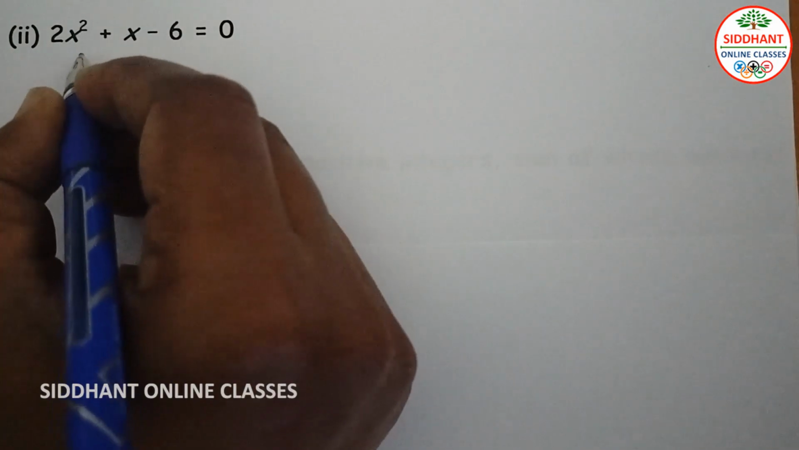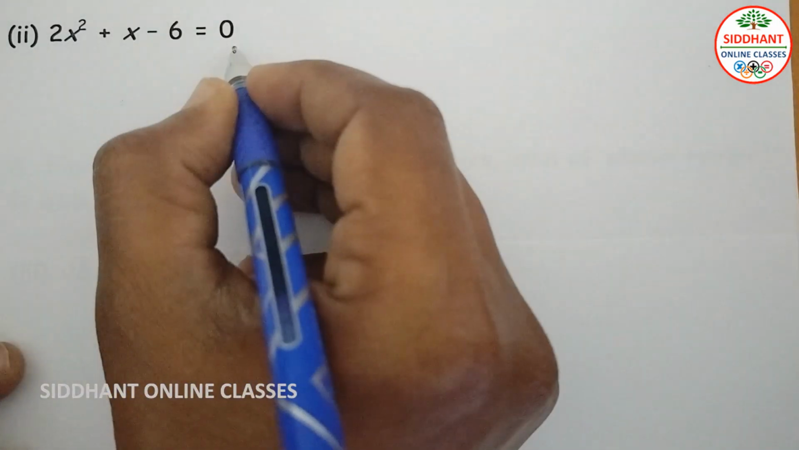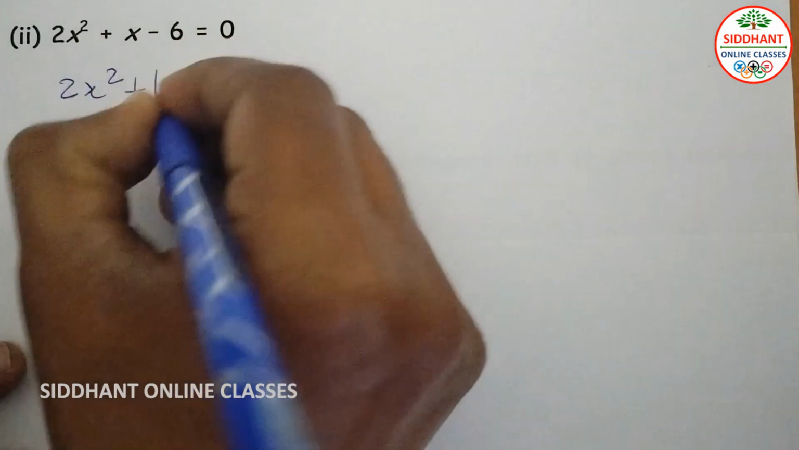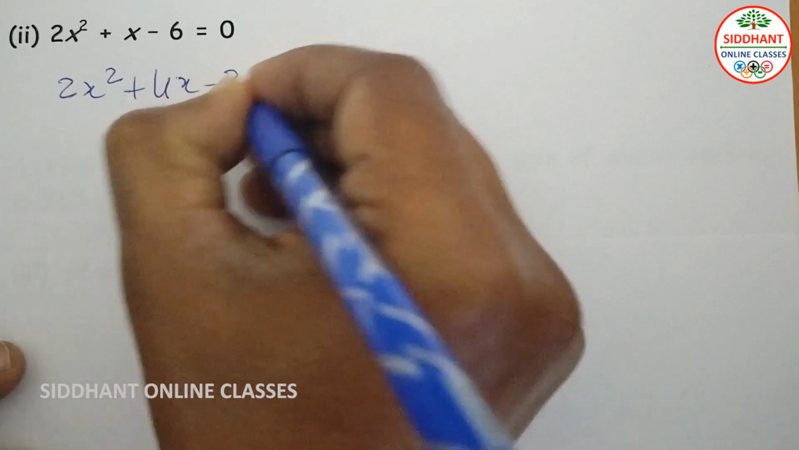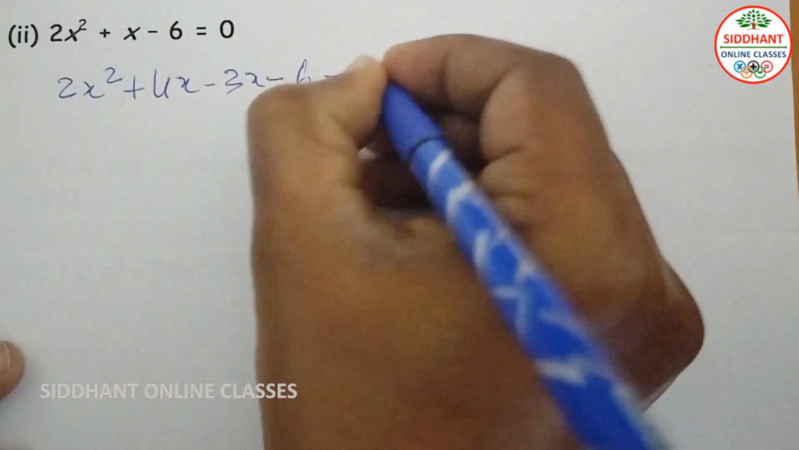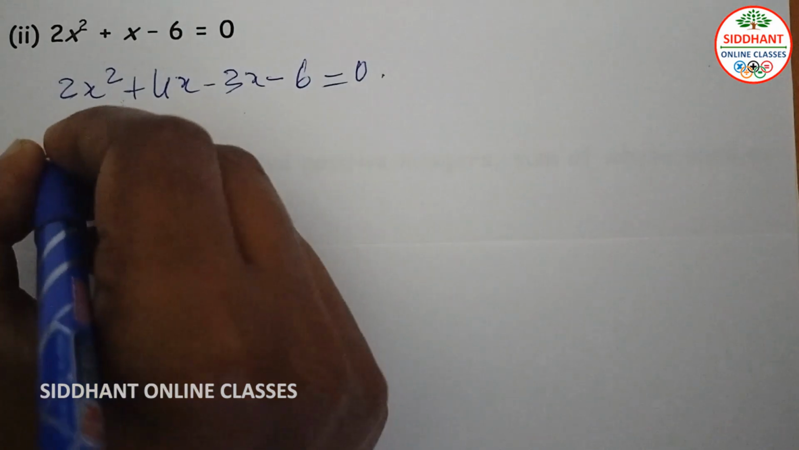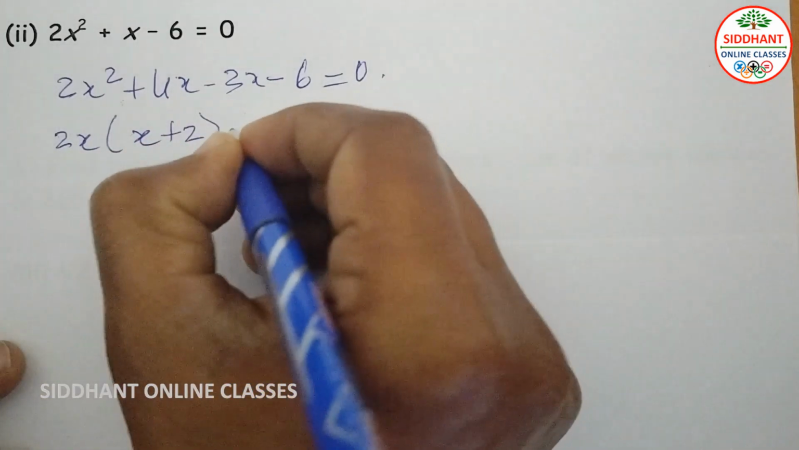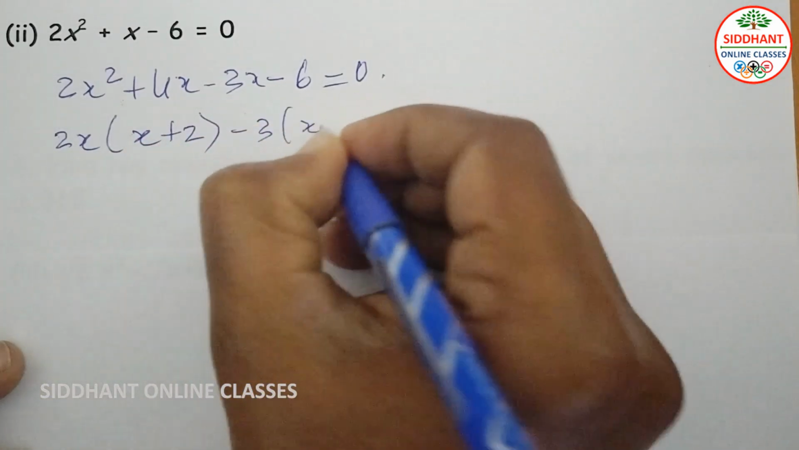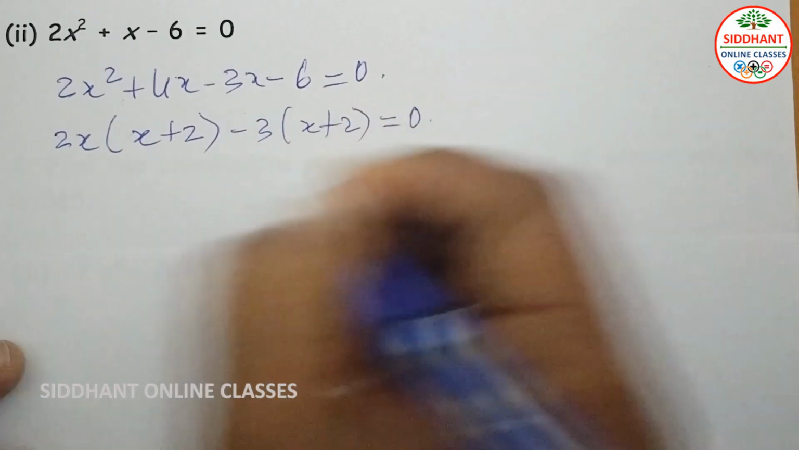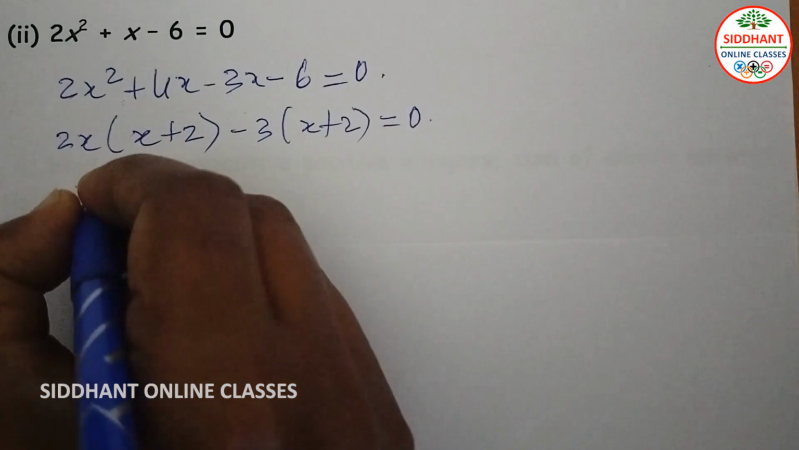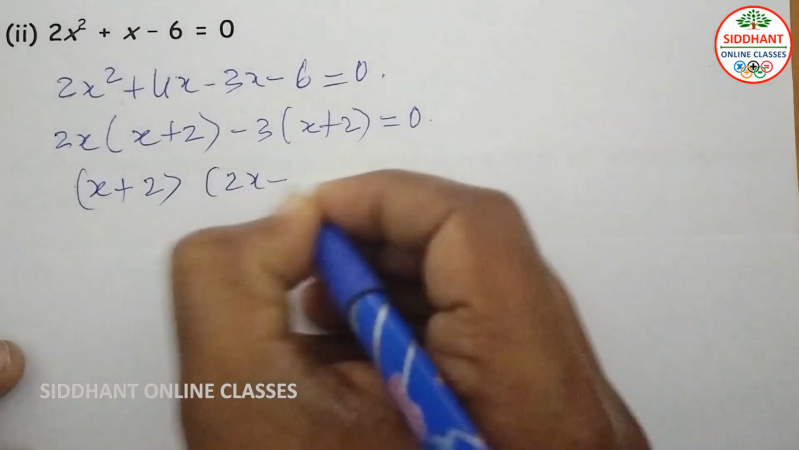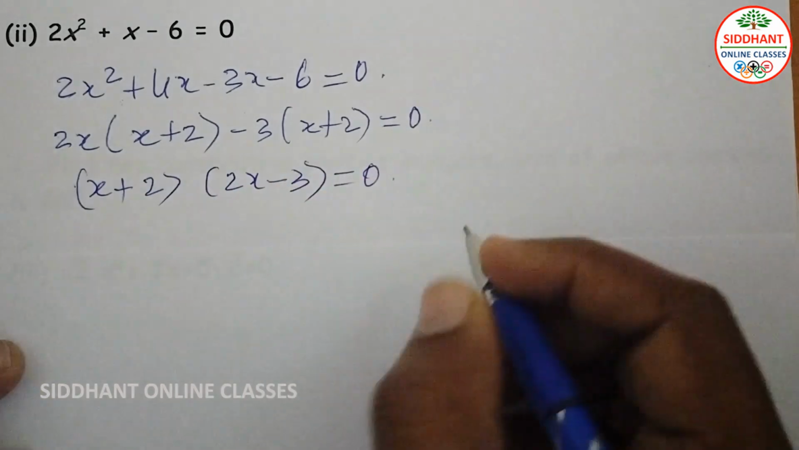Second, minus 2x square plus x minus 6 equal to 0. So 2x square plus 4x minus 3x minus 6 equal to 0 here. So when you take 2x common, then x plus 2, and here minus 3 common, which is x plus 2, that equal to 0. So one factor, x plus 2, and another is 2x minus 3 equal to 0 here.